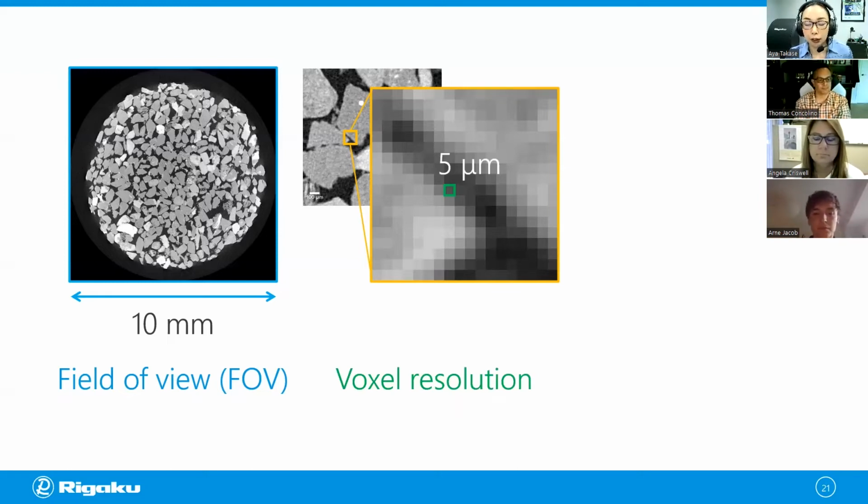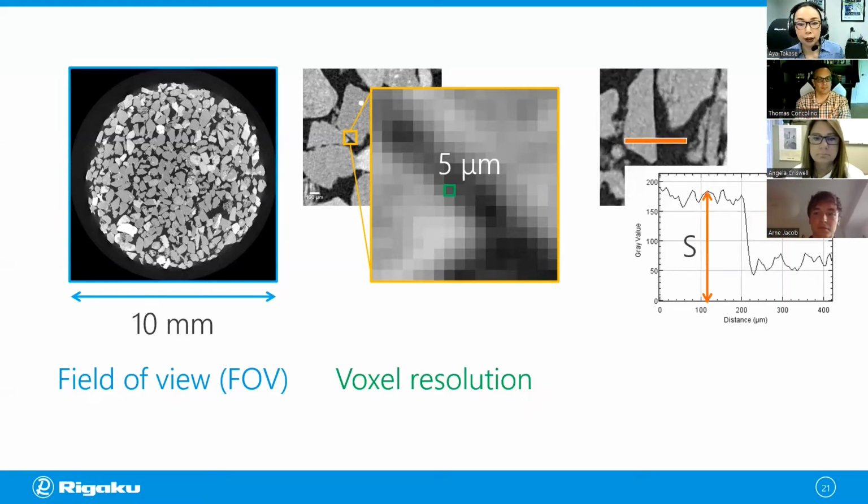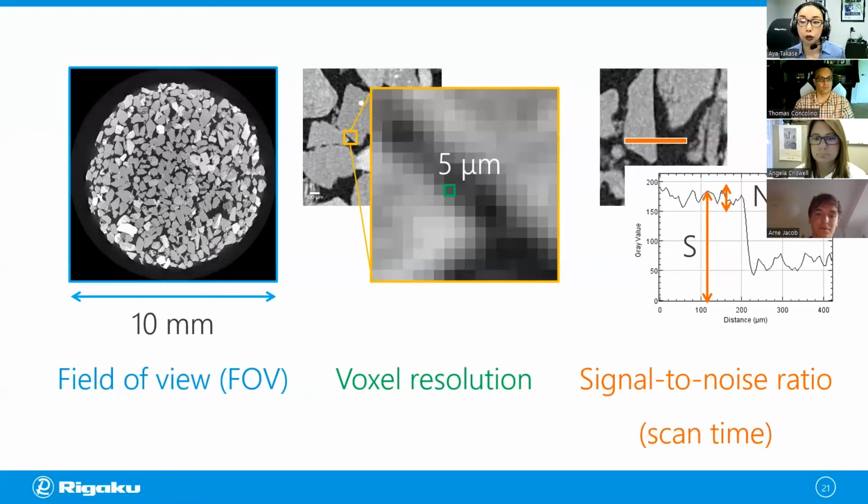Also, all CT images, especially with rocks, you see bright and dark areas. For example, if you look at a profile here, you see this high gray level signal coming from the quartz, and you also have the noise. And the ratio between those two parameters is the signal to noise ratio. For the field of view and the resolution, those are the two parameters where, to some extent, you can just pick a number and set the scanning conditions. For signal to noise ratio, you wouldn't be specifying it when you start a scan, but this one is related to the scan time.